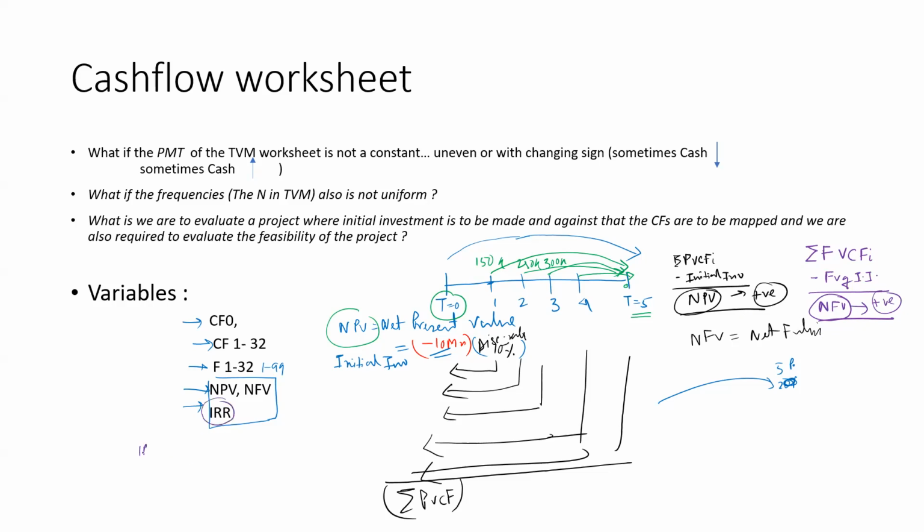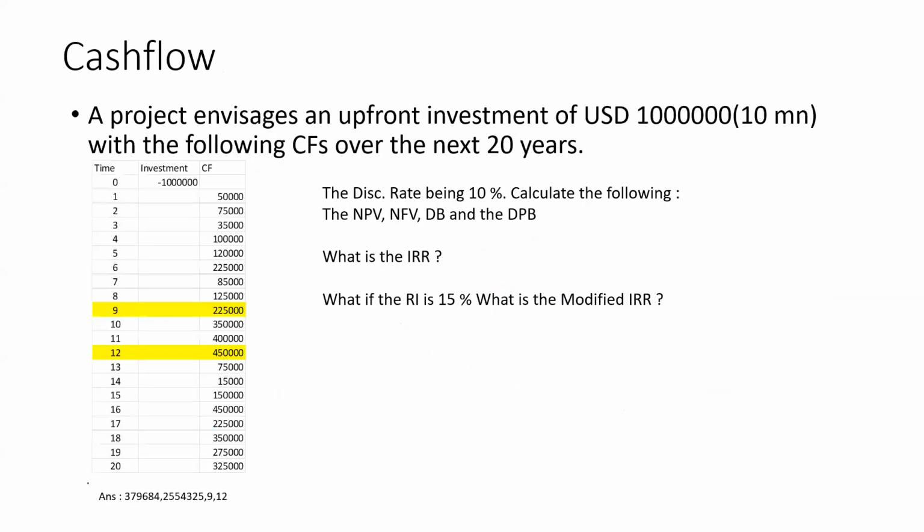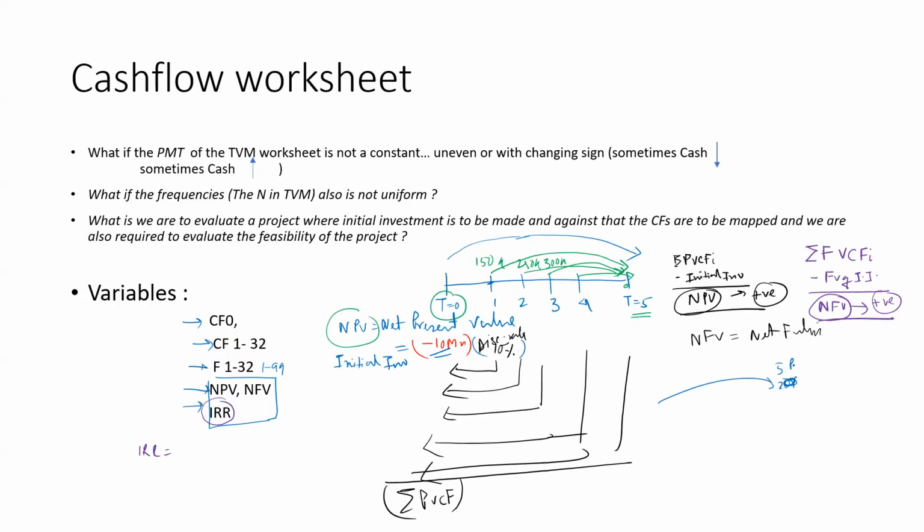The last concept here is something called IRR. IRR happens to be what is called the internal rate of return. So can anybody explain to me what is meant by internal rate of return? Can somebody explain with whatever knowledge you have? That rate of return at which NPV becomes 0. Absolutely correct. So the internal rate of return happens to be that rate of return at which NPV becomes 0.